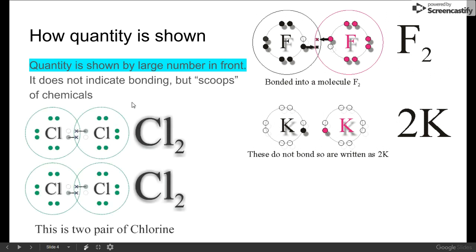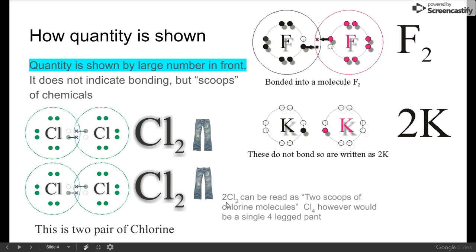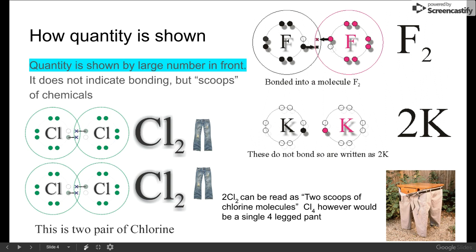This would be written big 2 Cl2 because you have two pairs of chlorine here. You have a pair and a second pair. There's a bond internal to each pair of pants, but there is no bonding between them. 2Cl2 can be read as two scoops of chlorine molecules. Cl4, on the other hand, would be a four-legged pair of pants. No, it doesn't happen unless you're making some sort of modern art statement.